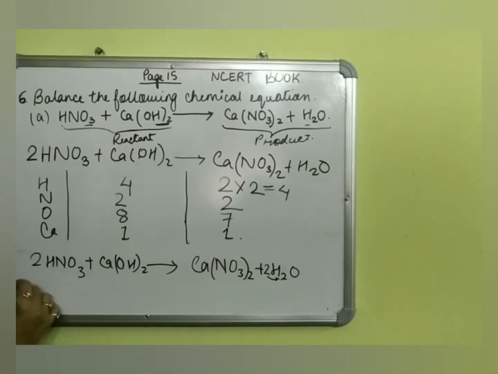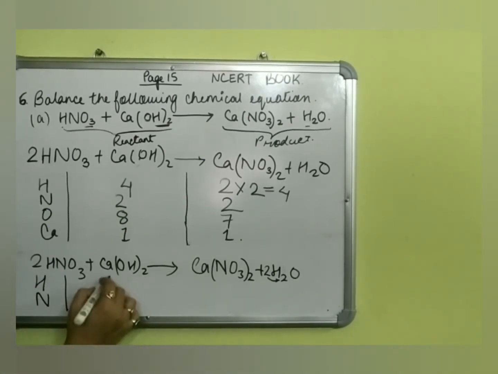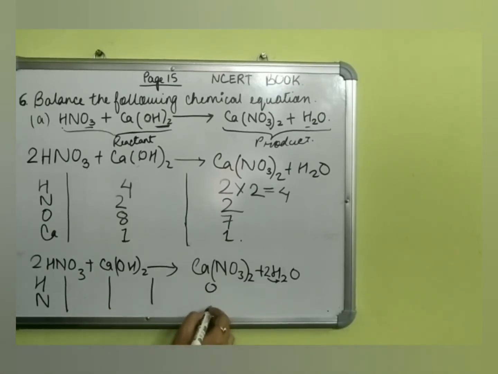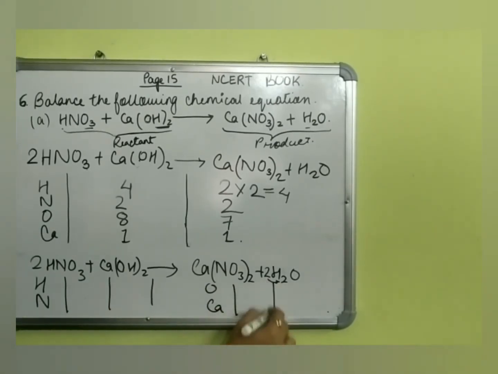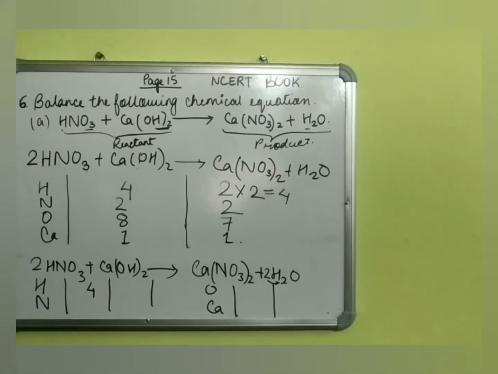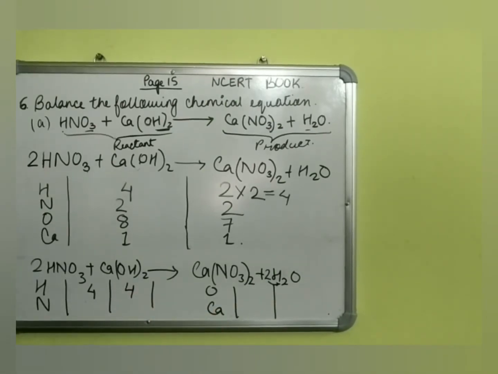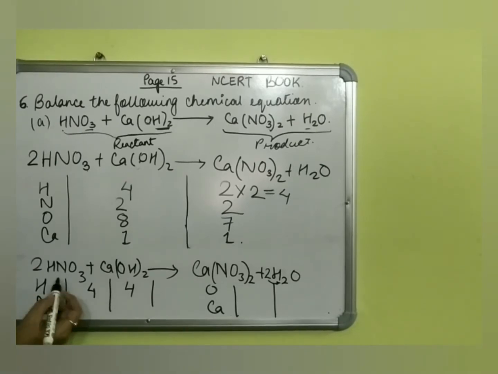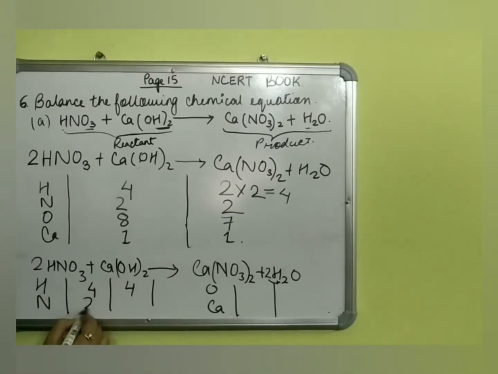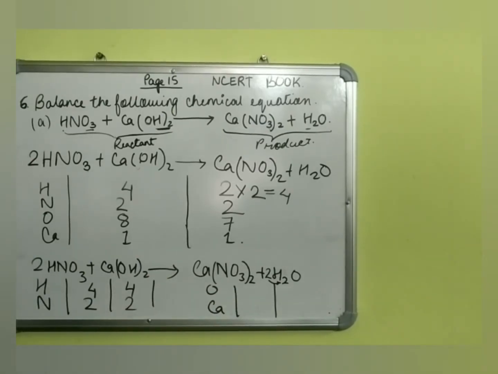Again I'm writing here all, I will count the number of hydrogen, nitrogen, oxygen and calcium. Oxygen and calcium I'm writing in this side. For hydrogen now I have 2 plus 2, 4 hydrogen, that is the same, and in the product side I have 4, so 2 into 2 is 4. For nitrogen, I have 2 nitrogen, and in the product side I have 2 nitrogen. These will be the same.